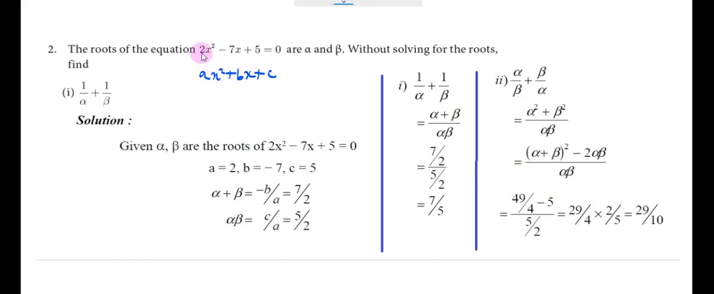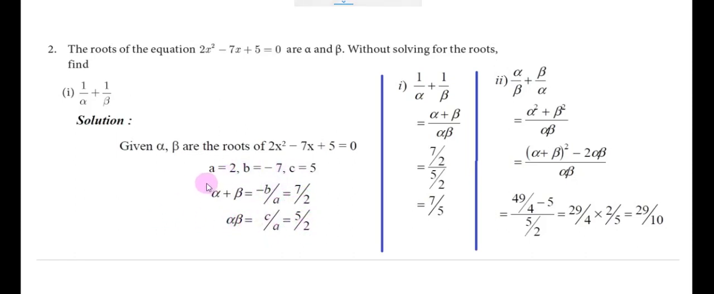Then a equal to 2. Now b equal to minus 7, then c equal to 5. Okay, now we know that alpha plus beta, I told you this is very important. So alpha plus beta equal to minus b by a, that is equal to minus b. Already b has minus, so minus into minus is plus 7, by a value 2, so 7 by 2. Then alpha beta equal to c by a, so 5 by 2.